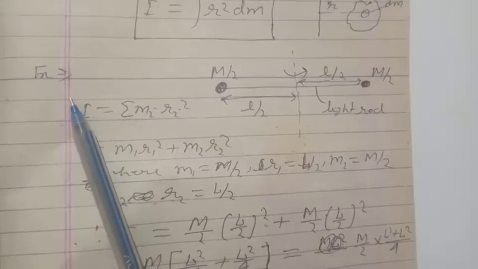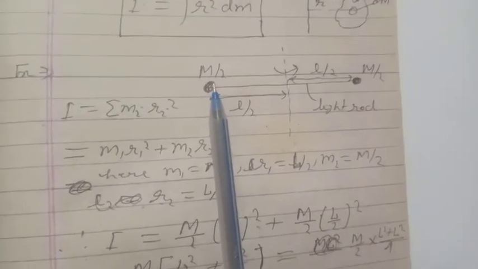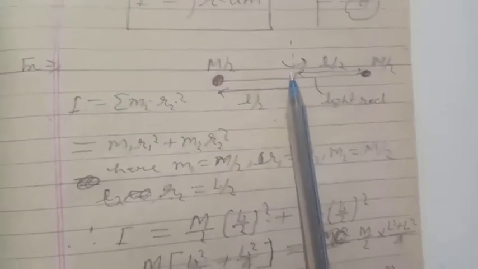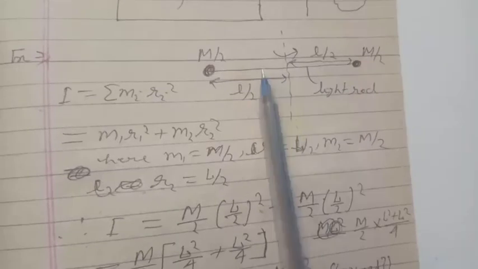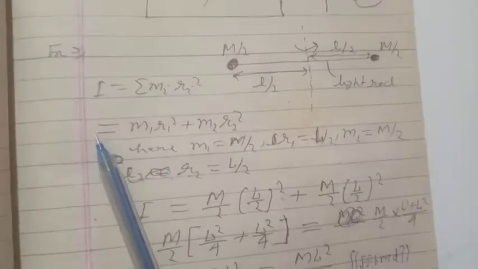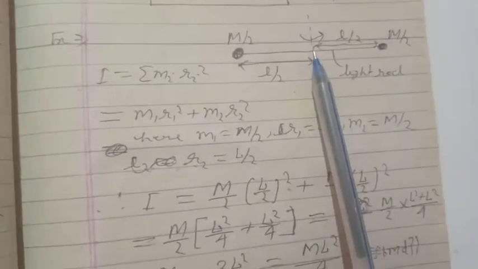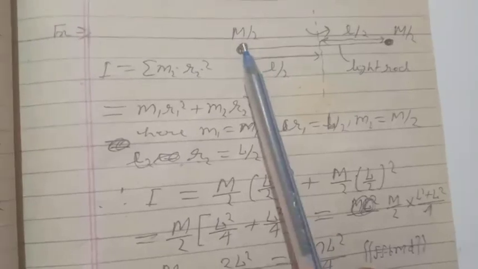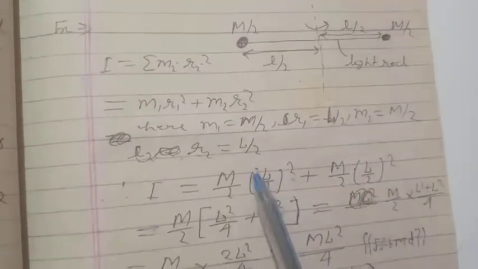For example, here two masses are separated by a distance L by a light rod, and it is rotating about an axis passing through the midpoint of the rod. The mass at this point is m by 2 and at this point is m by 2, and the rod is massless. Then the moment of inertia will be I equals sigma mi ri square equals m1 r1 square plus m2 r2 square. Here m1 is equal to m by 2 and r1 equals l by 2, because from this axis the distance of this body is l by 2, and similarly for this particle it is l by 2. So m1 is m by 2, r1 is l by 2, m2 is m by 2, and r2 is l by 2.